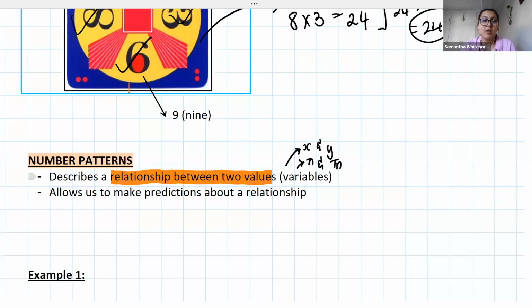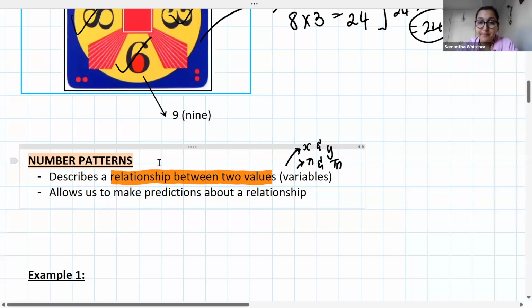Alrighty. So we're going to have a look at some number patterns. We're going to try some by ourselves. We're going to try some together. But like I said, if you can do number patterns, you can pretty much do relationships and functions. Thank you guys for also giving me thumbs up in the chat. It is helpful. So thank you very much.